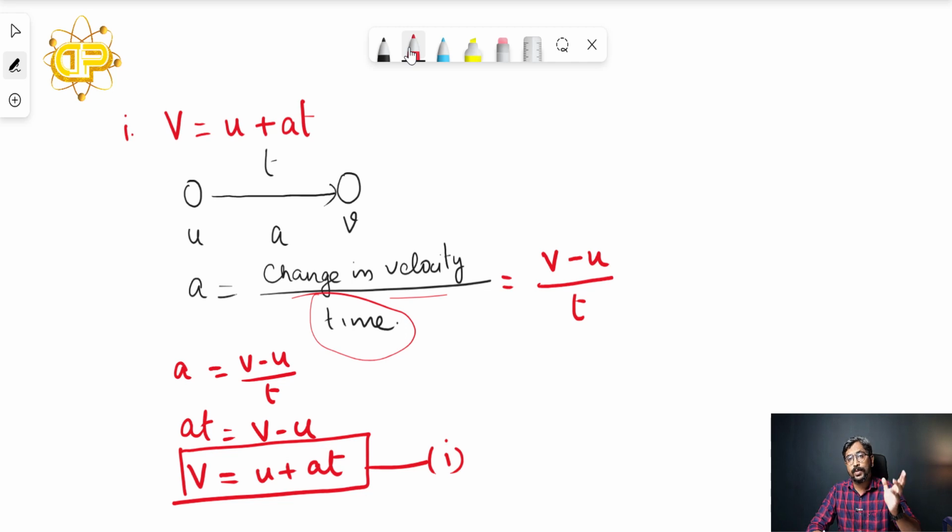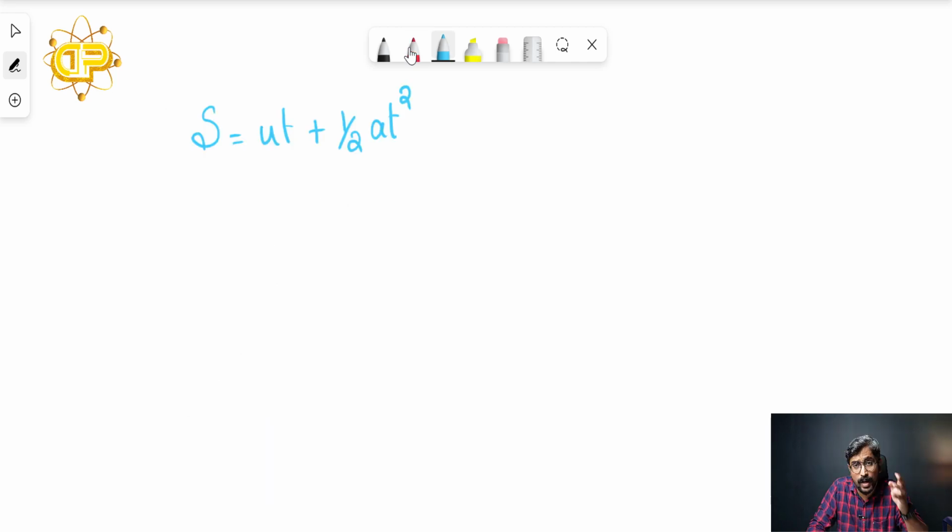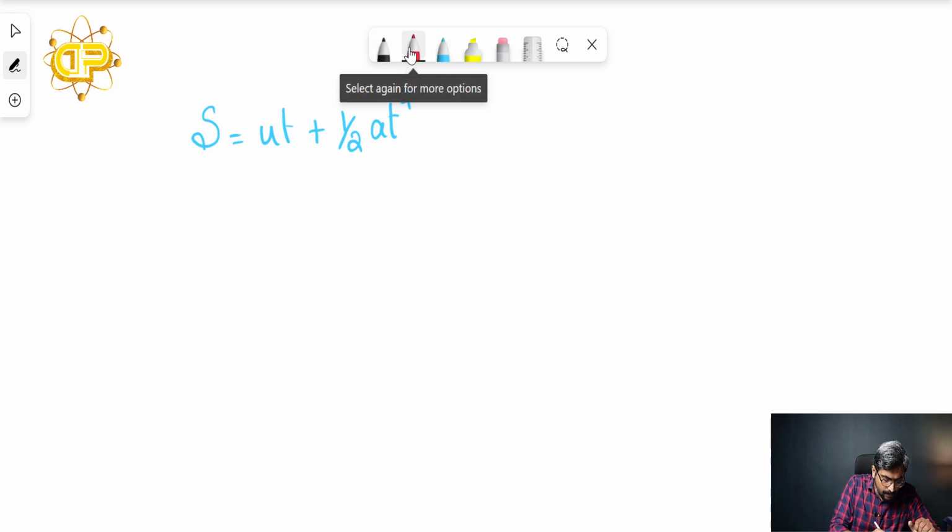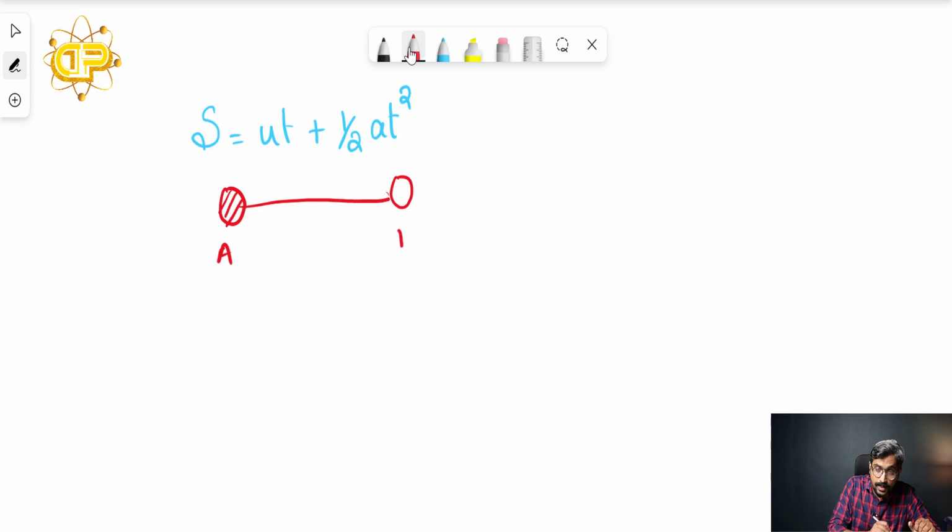Now coming to the second equation of motion, how can I calculate the displacement s and its relation with time? I'm just taking the same scenario that you have seen before, and we need to find this object's movement from position A to B in time t, with a uniform acceleration a. This is the scenario, right?